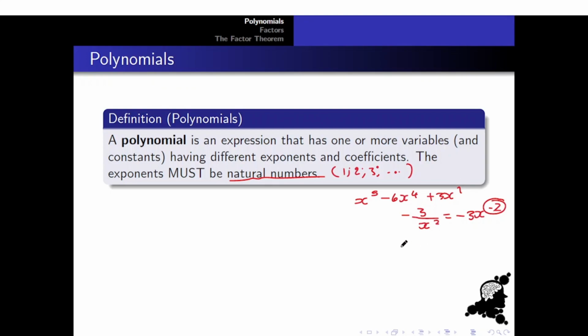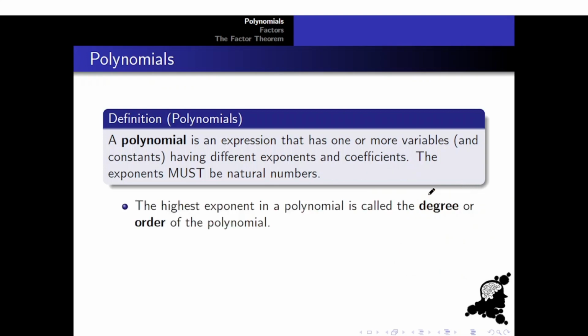For example, I could have 3x squared minus 6 square root of x. Now from a distance you might think, okay, this is a polynomial because we've got an exponent of 2 there. However, let's check something out. According to laws of exponents, you will see that this is 3x squared minus 6x to the power half. Now this half is not a natural number. Therefore, this does not count as a polynomial. I hope that this makes sense to you guys.